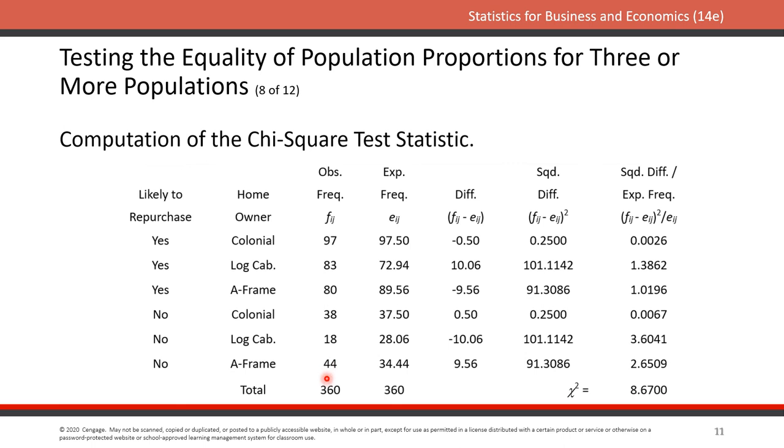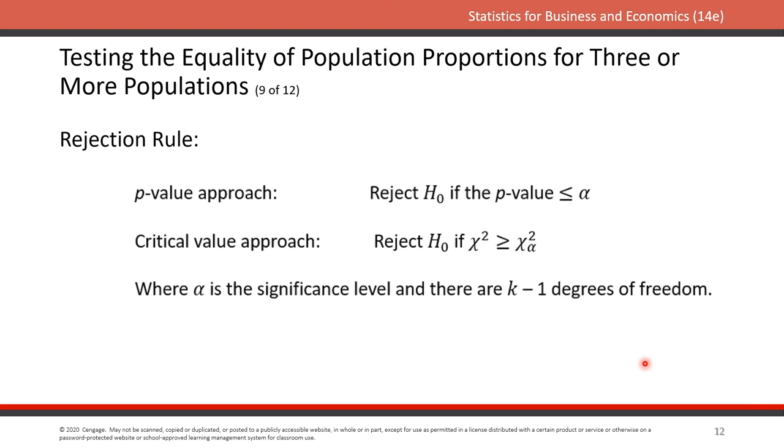There's three forms of data. We'll talk about this in the R section. Then we have the expected, and then we just follow through the steps. Observed minus expected gives me the difference. Then I square that difference, and then I divide by this expected column. So this squared value, 0.25, divided by 97.5 gives me 0.0026. And then I add all of those up to get my chi-squared statistic.